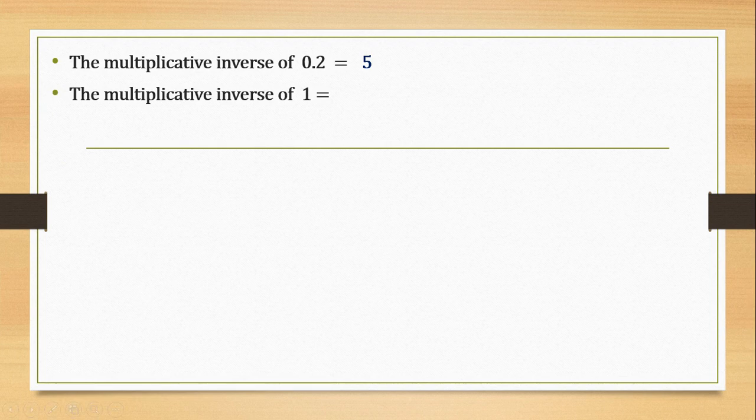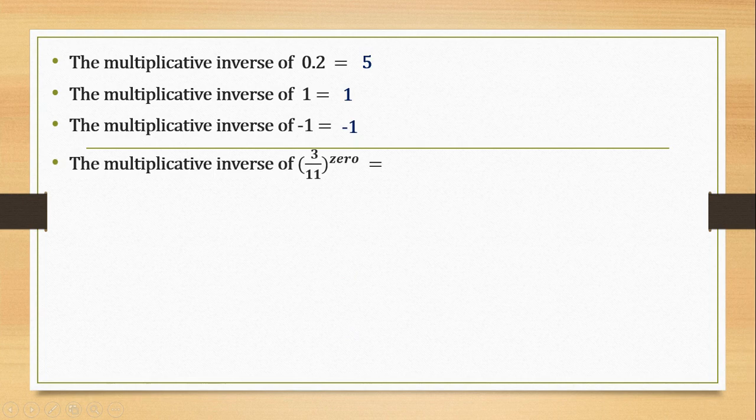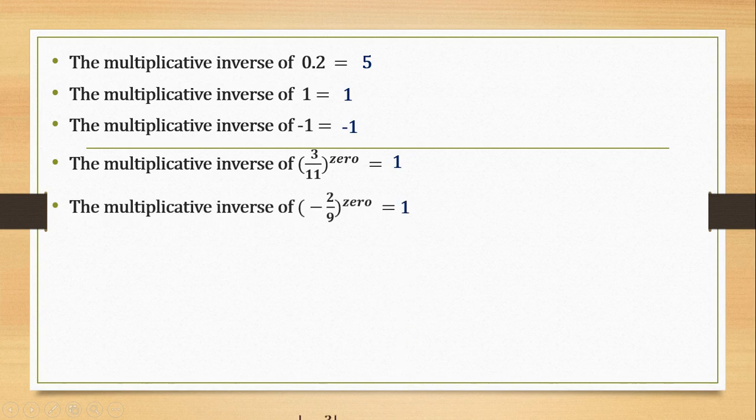The multiplicative inverse of 1 is the same, 1. Multiplicative inverse of negative 1 stays the same, negative 1. The multiplicative inverse of a number raised to the power 0: since any number raised to the power 0 is equal to 1, this number equals 1, and its multiplicative inverse is 1. And this also equals 1, then its multiplicative inverse is 1.